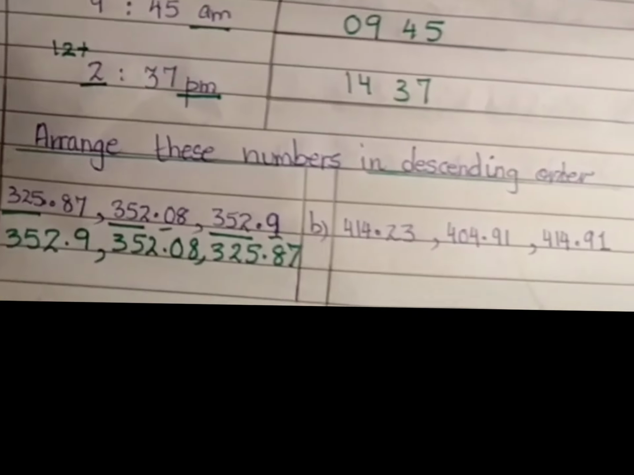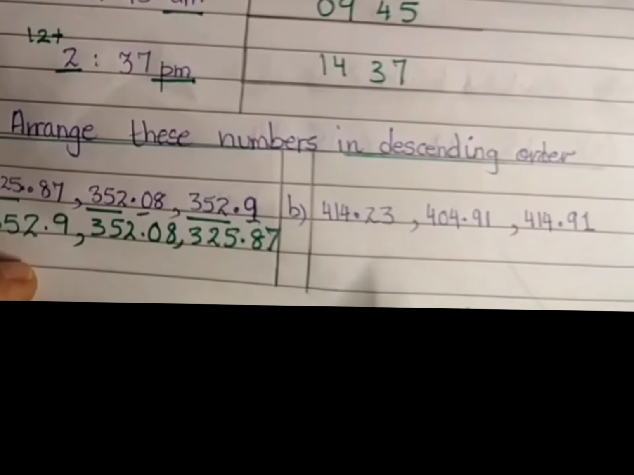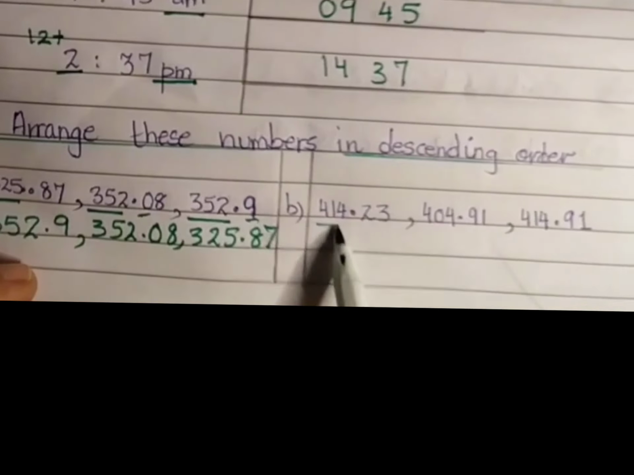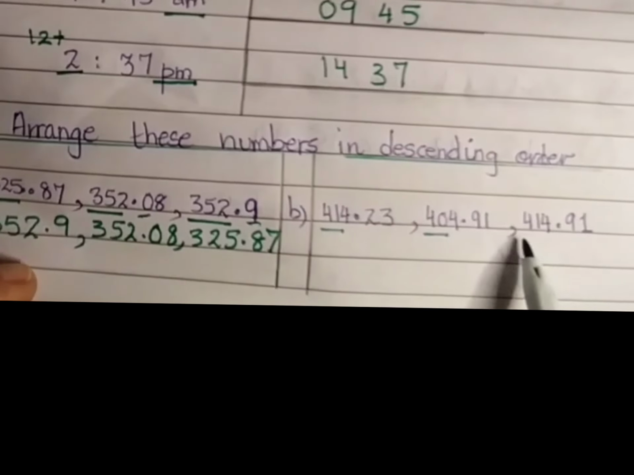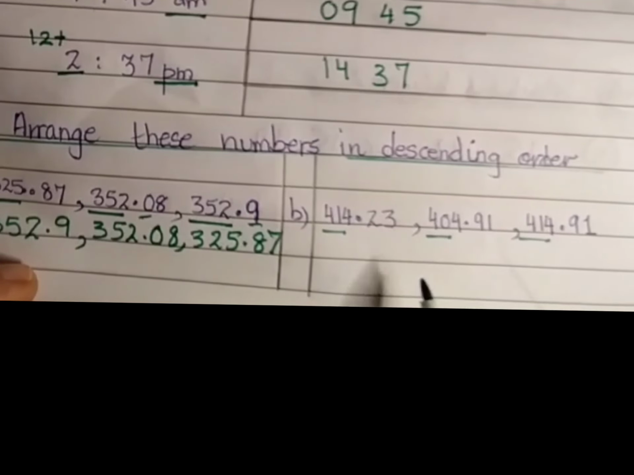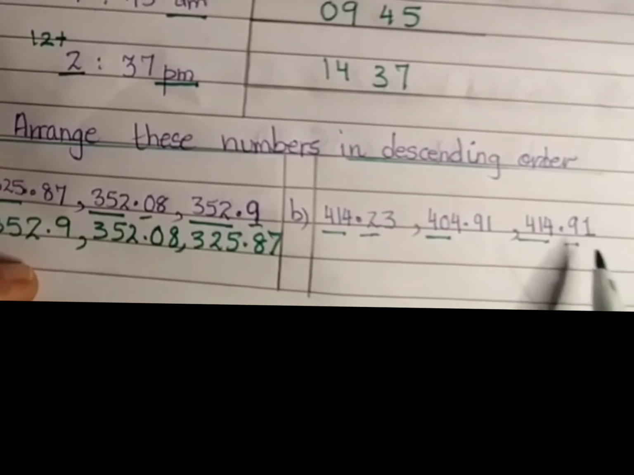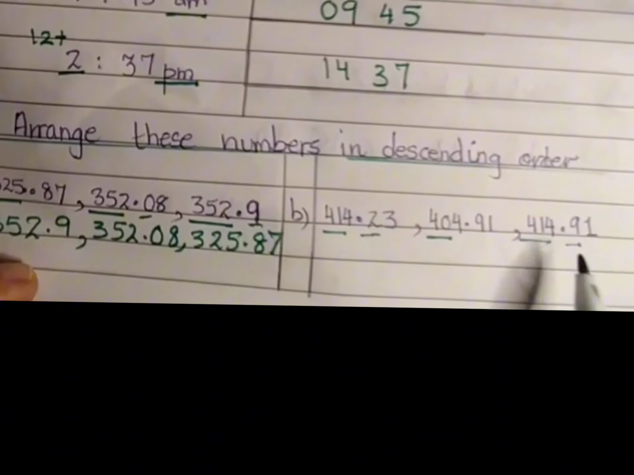Let's move ahead with this question here. Let's compare the whole numbers: 414, 404, 414. Descending means from biggest to the smallest. So the biggest whole numbers that I see are these two. But amongst the two, we have 10th as 2 and we have 9th as 2. So this is the biggest of all.